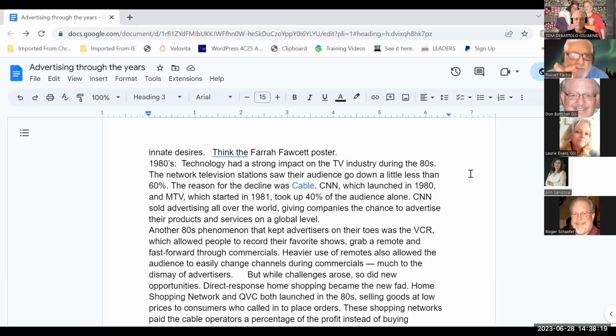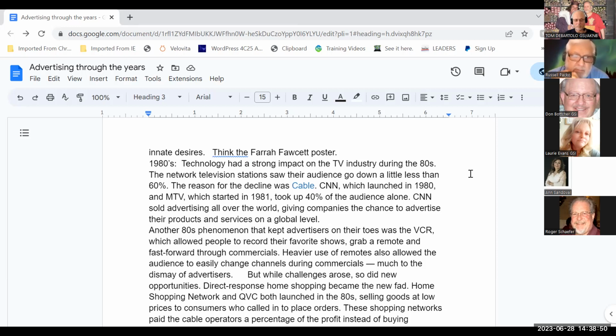And then came the 1980s. Technology had a strong impact on the TV industry during the 80s, and network television stations saw their audience go down a little less than 60%. The reason for the decline in TV was cable. The Cable News Network, which launched in 1980, and MTV, which started in 1981, took up 40% of the audience alone.